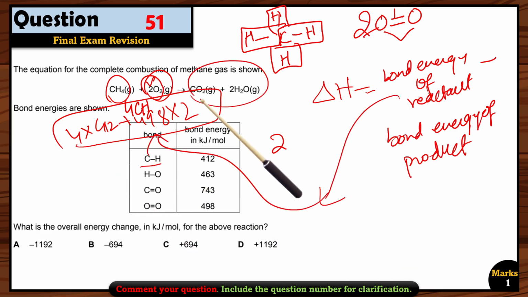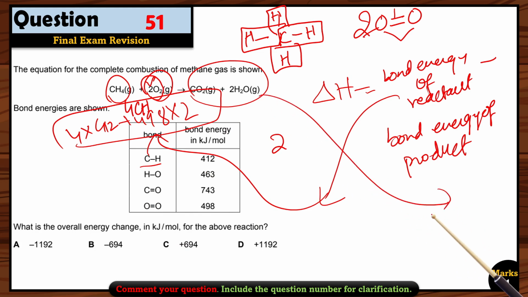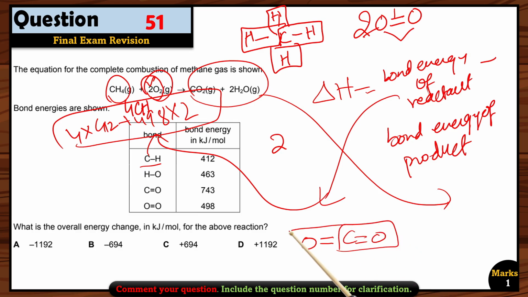What about the products? Again, if you look at carbon dioxide, you have to draw the structure and complete the electronic configuration. Carbon always makes 4 bonds. Oxygen always makes 2 bonds. So this is the right structure. So how many carbon double bonds do you have? 2. So you have 2 C=O double bonds, that is 743 into 2.